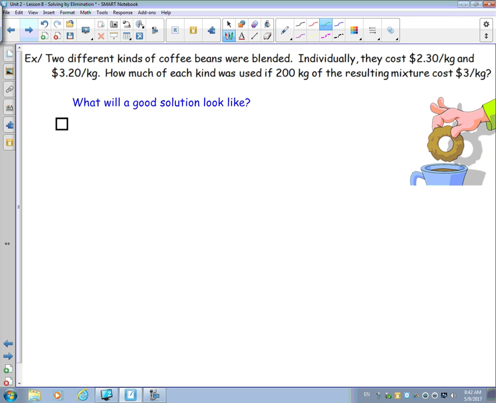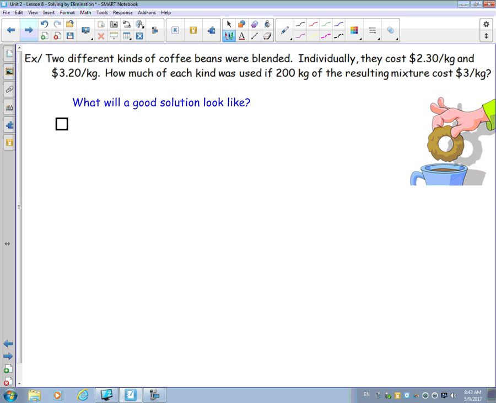Okay, last thing, word problem. So our objective here is we want to keep going back to how do I apply this stuff? So we're going to look at a mixture problem. 2 different kinds of coffee beans were blended. Individually, they cost $2.30 a kilogram and $3.20 a kilogram. How much of each kind was used if 200 kilograms costs $3 per kilogram?